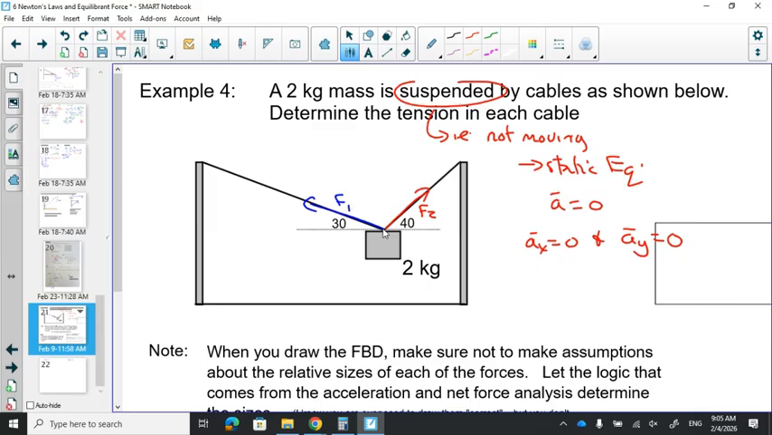But we're going to have obviously an F1x, right? So F1x. You can see that it's going to be what? Absolute value of F1 cosine of 30. In here, F2x is going to be the absolute value of F2 times the cosine of 40. Right? That part. There we go.